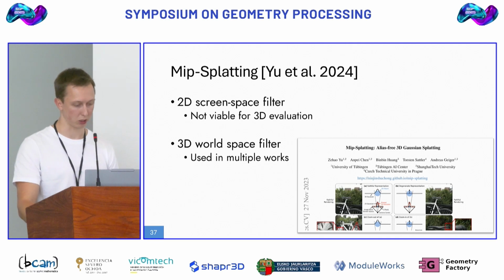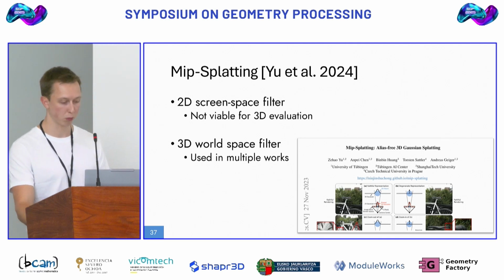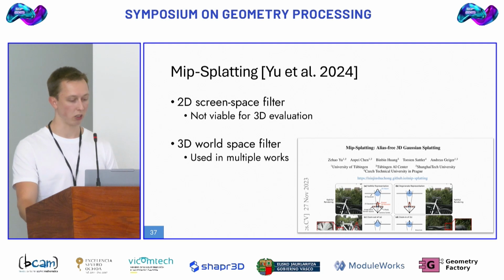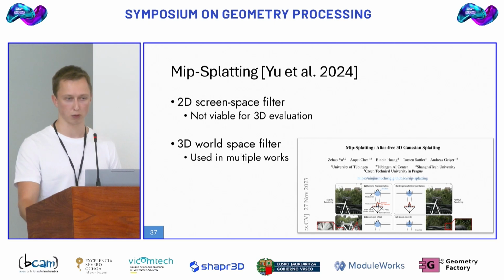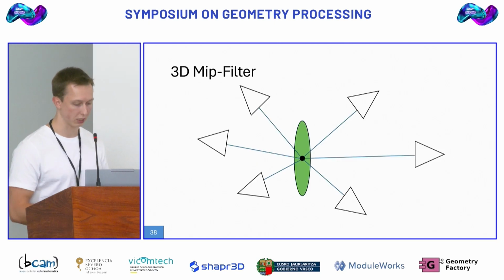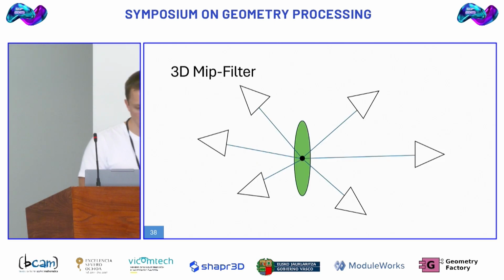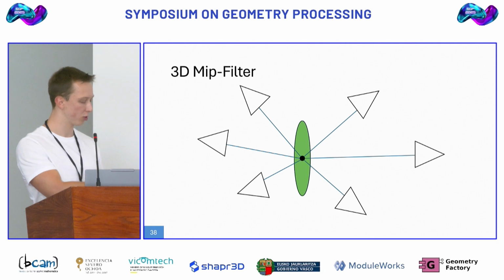This is where I want to talk about Mip-Splatting really quick, because they also use a 2D screen space MIP filter, but they also have a 3D filter that was also used by a lot of works that relied on 3D evaluation of Gaussians. And basically the idea of this 3D filter is that during training time, we have all of these different views of a Gaussian from the different training images.